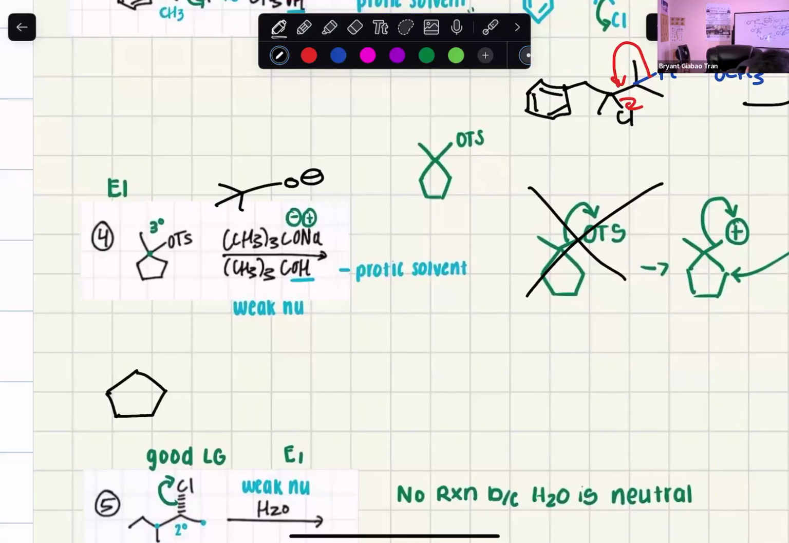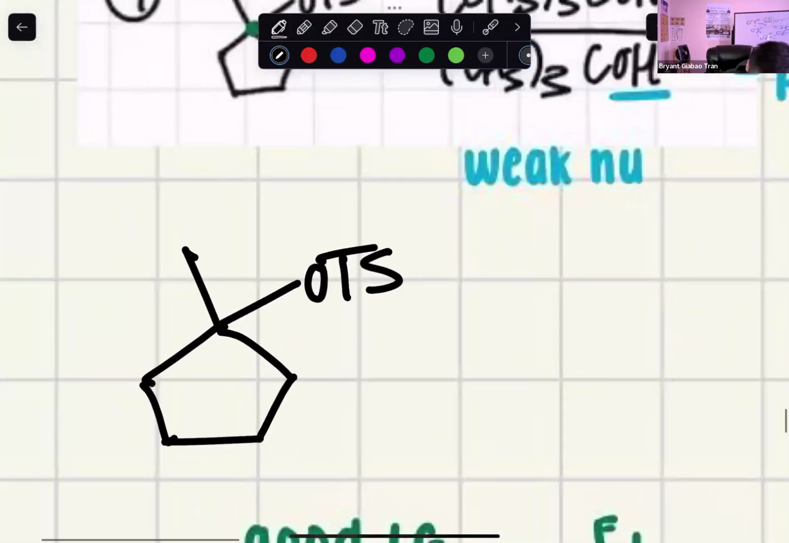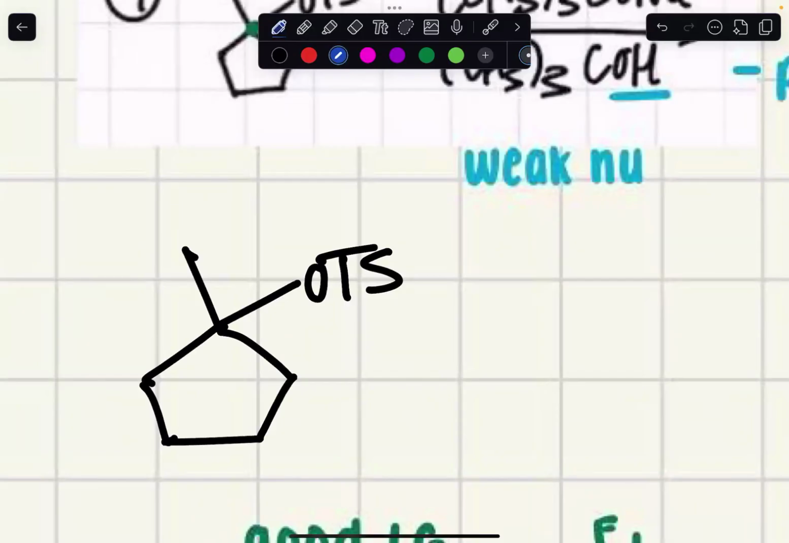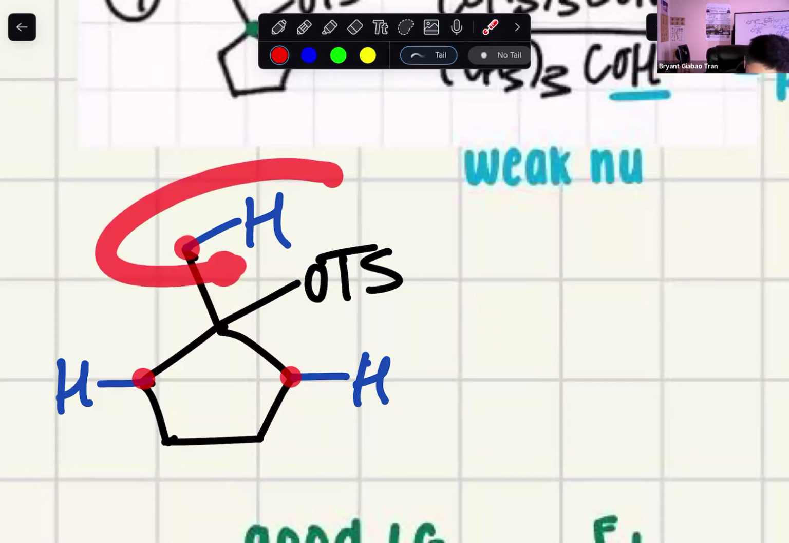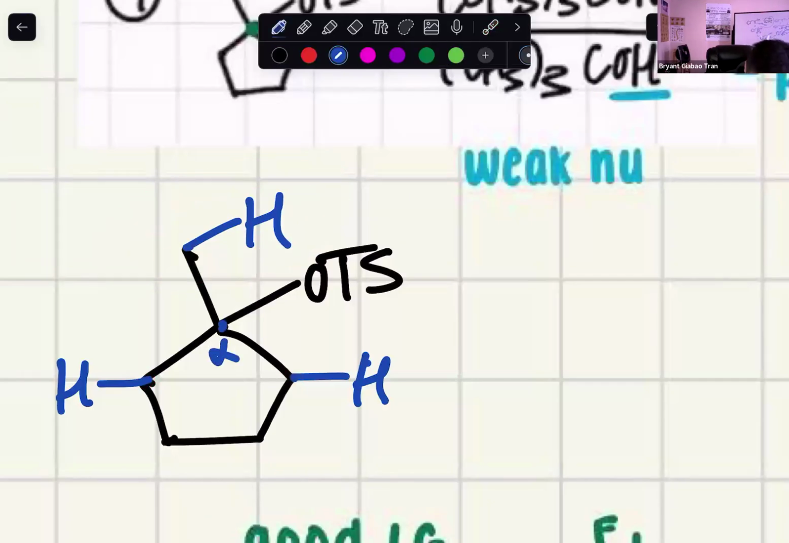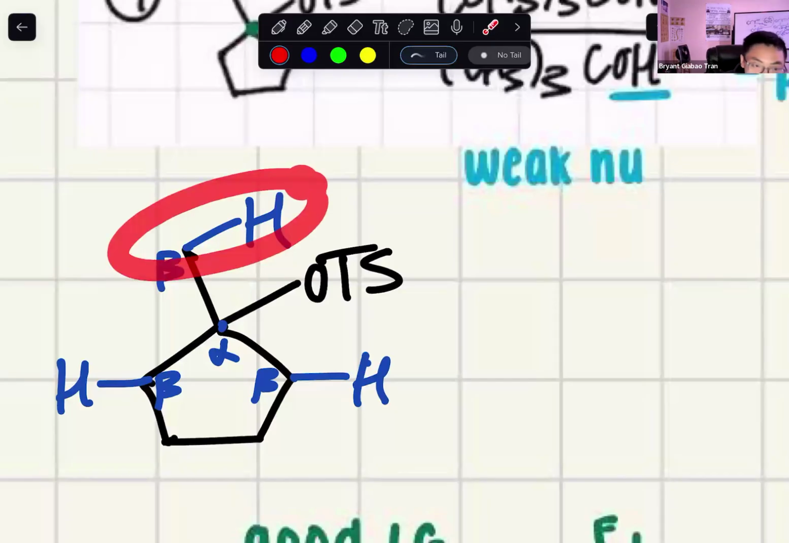So for Hofmann, what is going to happen? Hofmann E2. It's going to want to go to a spot that is more available or less crowded. Either that one or the other side. Right, this is a sneaky one because a lot of people forget about the methyl group. This is the alpha carbon, these are the beta carbons. The least substituted, the most available beta carbon is this one right here on top.